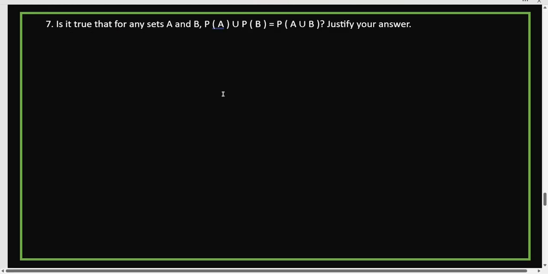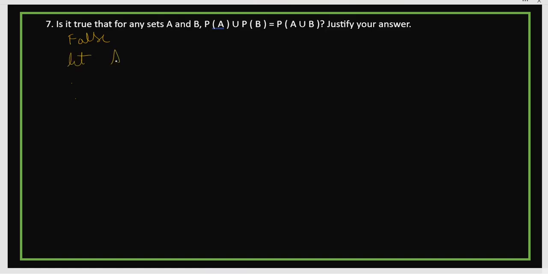Here, is it true that for any sets A and B, P(A) union P(B) equals P(A union B)? Justify your answer. There are a couple of ways of doing this. Most of the set problems will have more than one approach to solving. Choose what is best suited for you. Here, the answer is no, it is not true. Why? I will show you with an example. It is false.